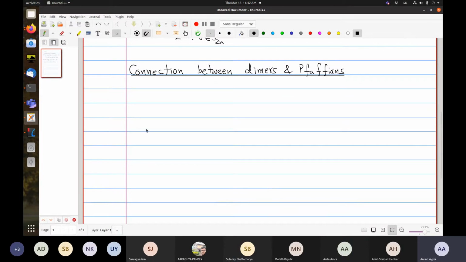Okay, so let's do this with an example. So suppose G is a graph that admits a perfect matching.